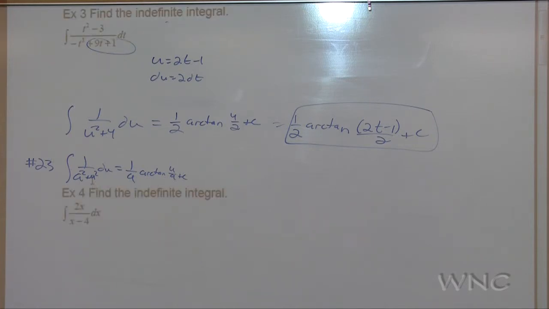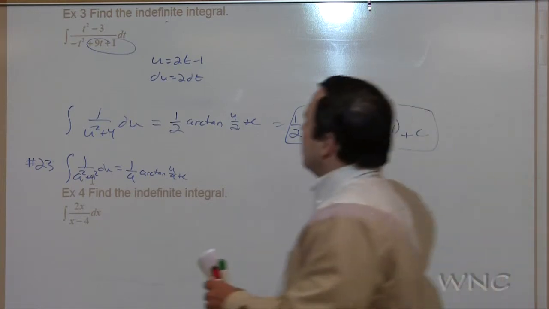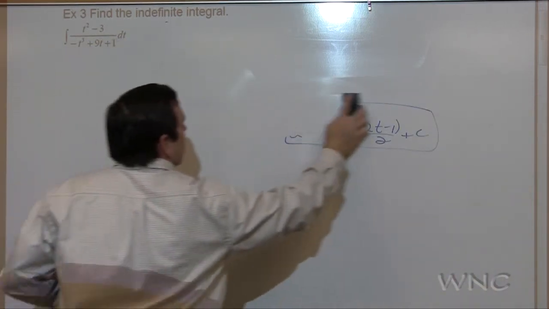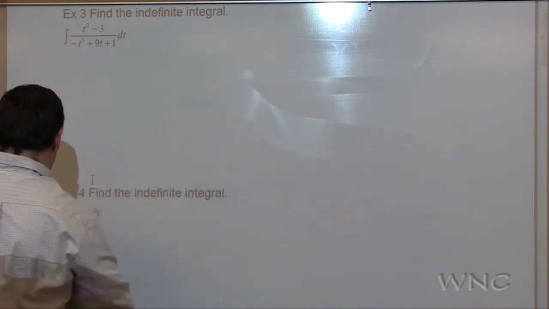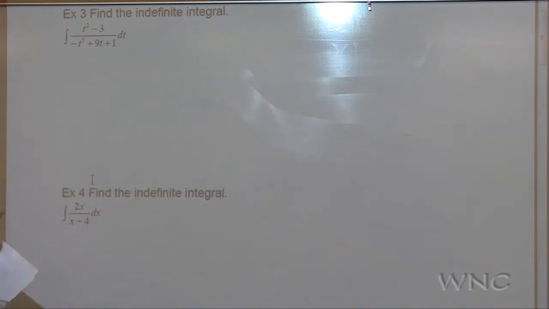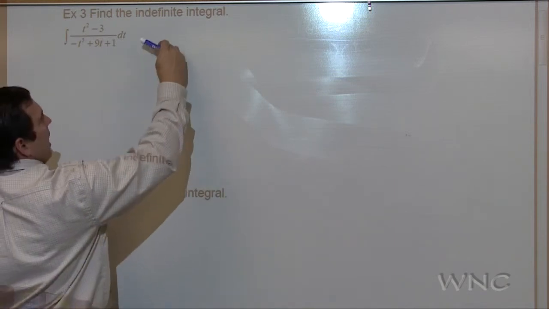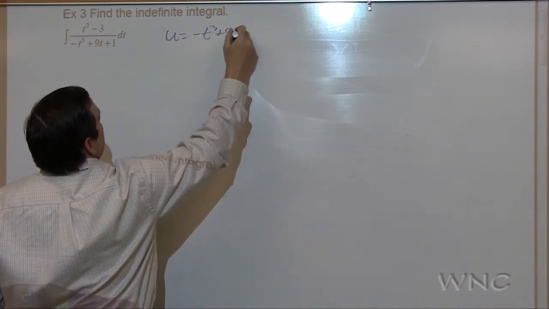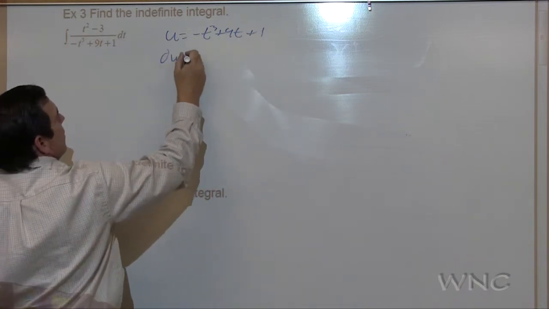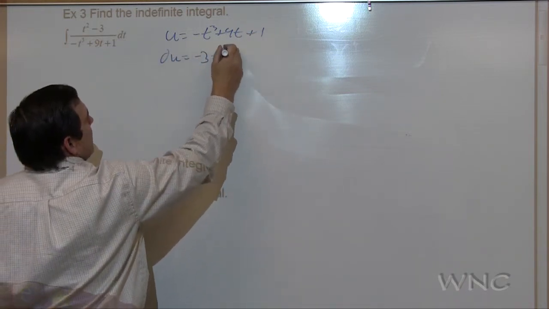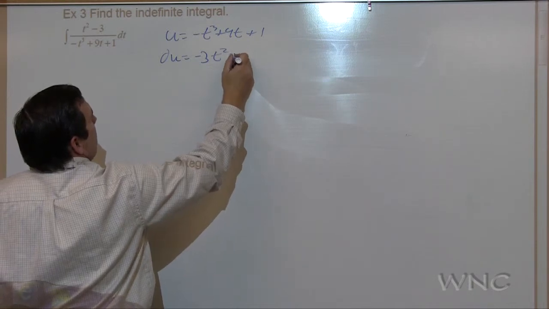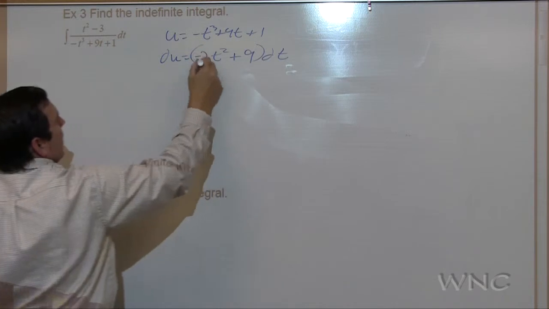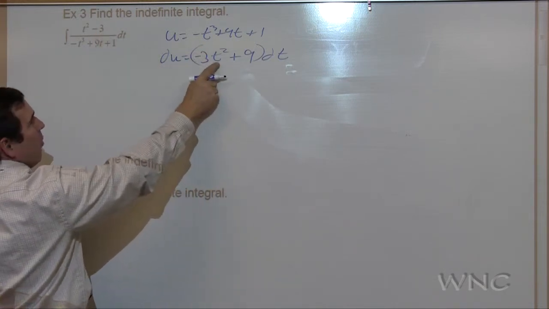I'm going to find the indefinite integral now of t squared minus 3 over negative t cubed plus 9t plus 1 dt. Sometimes it's helpful just to look and see what you have. If we said u equals negative t cubed plus 9t plus 1, du is going to be negative 3t squared plus 9 dt. We don't quite have that, but this is a multiple of the numerator.